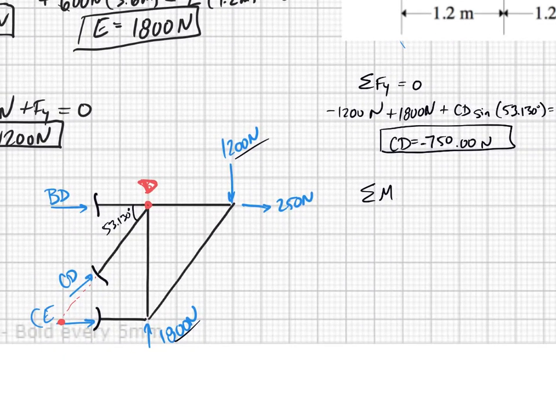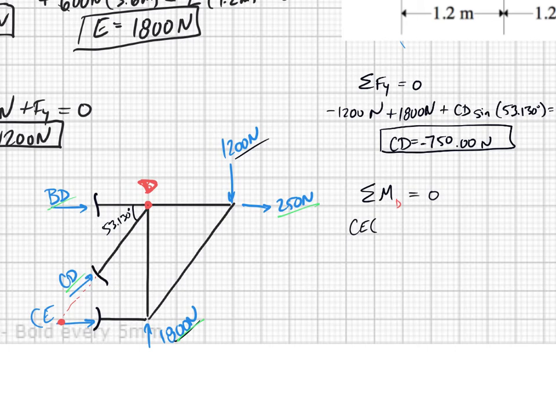Sum of the moments around point D equals 0. For our moment equation, that's going to eliminate BD because it goes right through the middle of it, CD because it goes through the middle of it, this 1800 because it goes through the middle of it, and this 250 because it goes through the middle of it. So ultimately this is not that difficult an equation because almost all of these forces go through the middle of it.